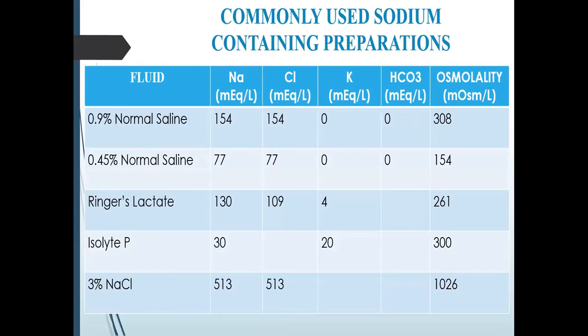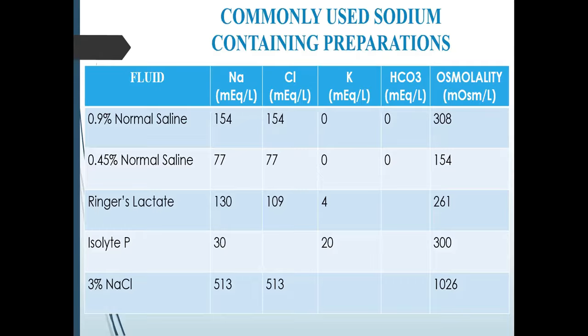Starting with the sodium containing preparations, the commonly used ones are 0.9% normal saline, 0.45% normal saline, Ringer's lactate, Isolyte P, and 3% NaCl. 0.9% normal saline has 154 milliequivalents per liter of sodium and 154 milliequivalents per liter of chloride with an osmolality of 308 milliosmoles per liter, while 0.45% normal saline has exactly half of these, that is 77 milliequivalents per liter of sodium, 77 milliequivalents per liter of chloride, and 154 milliosmoles per liter of osmolality.